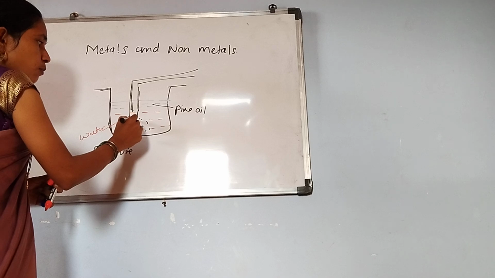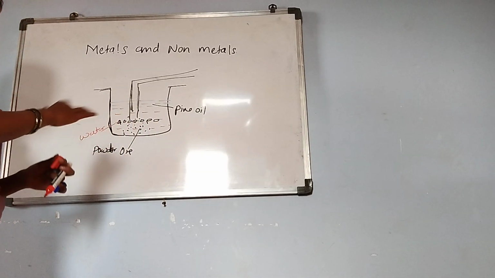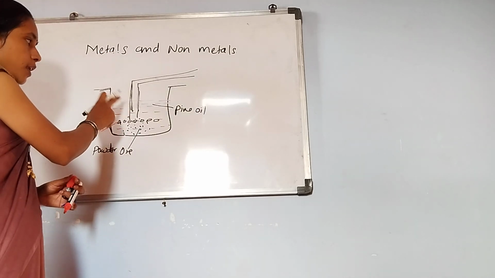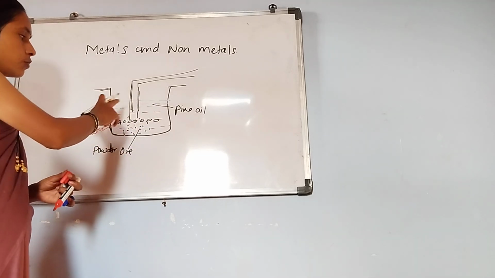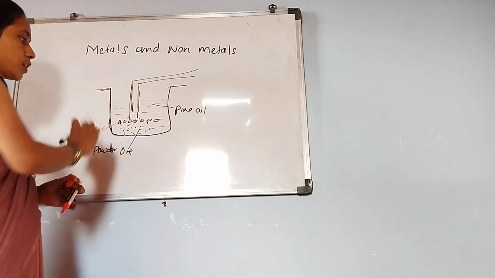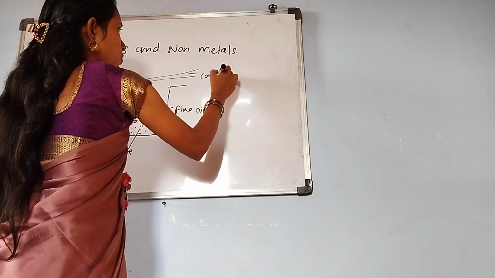This small bubble forms. And already we know water and oil will not dissolve with each other. Why? Because oil has less density compared to water. So oil will float on water, so it will not dissolve completely. Now this compressed air we are passing here.